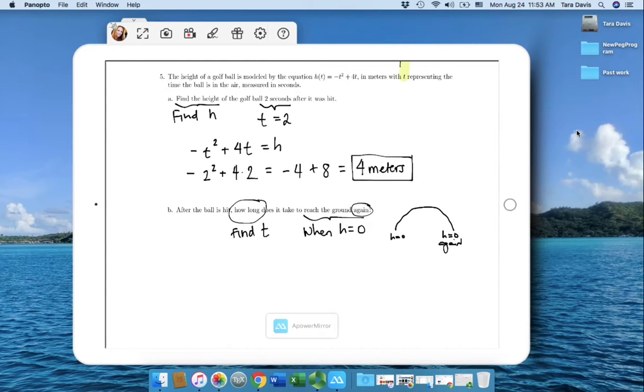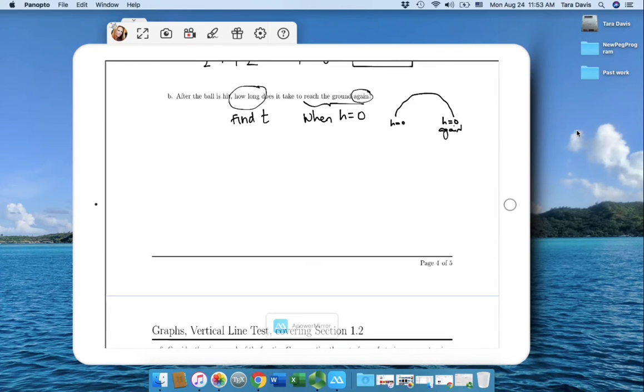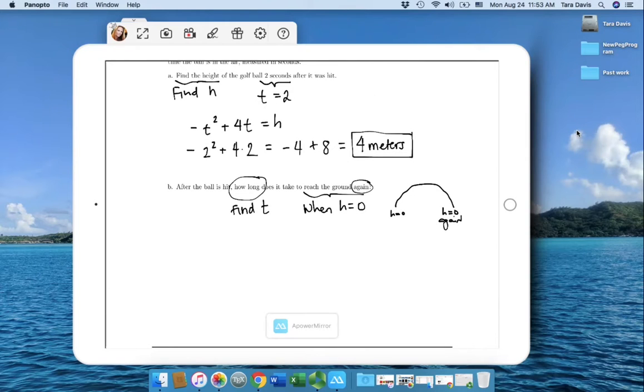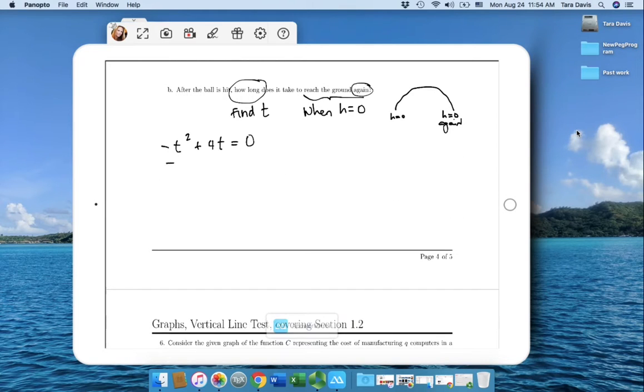So that's just a preview. To set it up, we take our equation, negative t squared plus 4t, and we're trying to find t this time when h equals 0. There are different ways to solve this. I would prefer to solve this by factoring, so I'm going to take off a t. So I would have negative t plus 4 when I factor it.